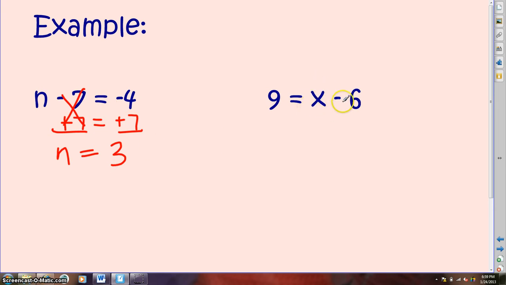Over here, here's my variable. I have an x minus 6. So to undo minus 6, I add 6. And if I add it to the left, I also have to add it onto the right side of my equation, onto the 9. So I need to show that I'm adding 6 on both sides. And 9 plus 6 makes 15. And over here I have an x. So x equals 15. 15 minus 6 does make 9.